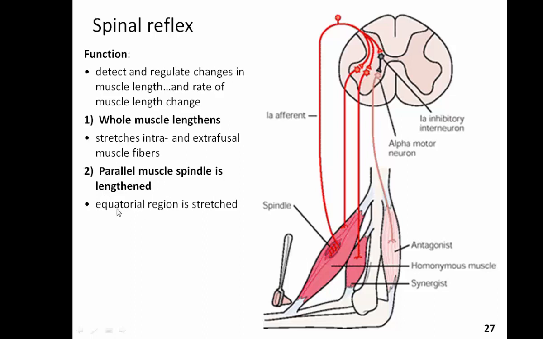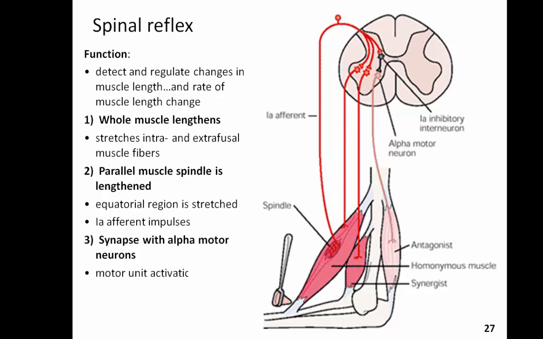The equatorial region, which is the middle part of the muscle spindle, is stretched, and that generates what are called 1A afferent impulses. Action potentials are generated within sensory neurons built inside the muscle spindle that fit under this category called 1A sensory neurons, and they send action potentials very quickly to the spinal cord, informing the central nervous system that the muscle is lengthening.